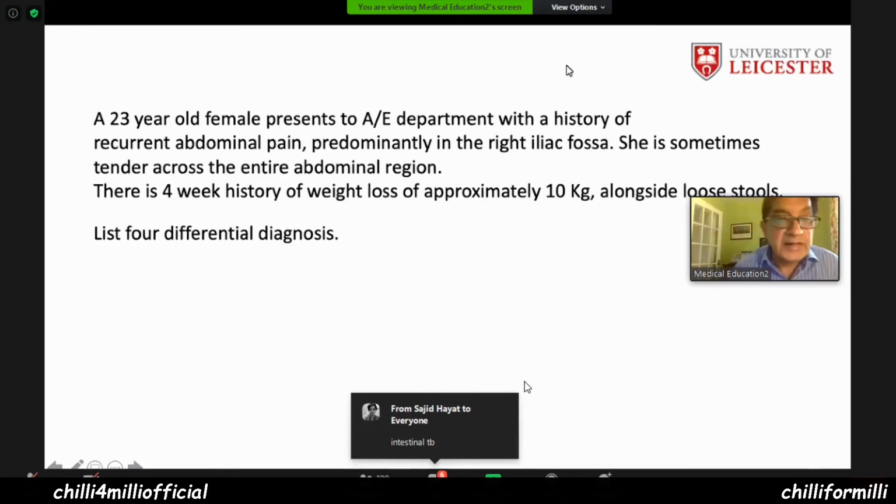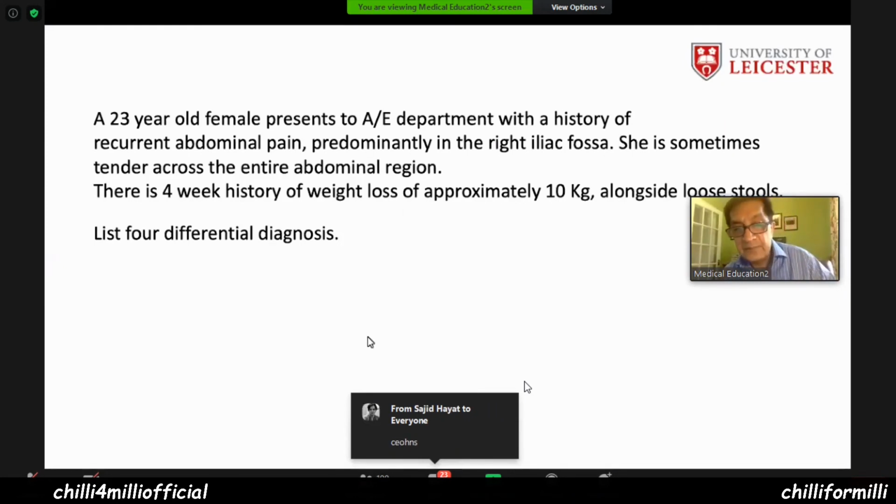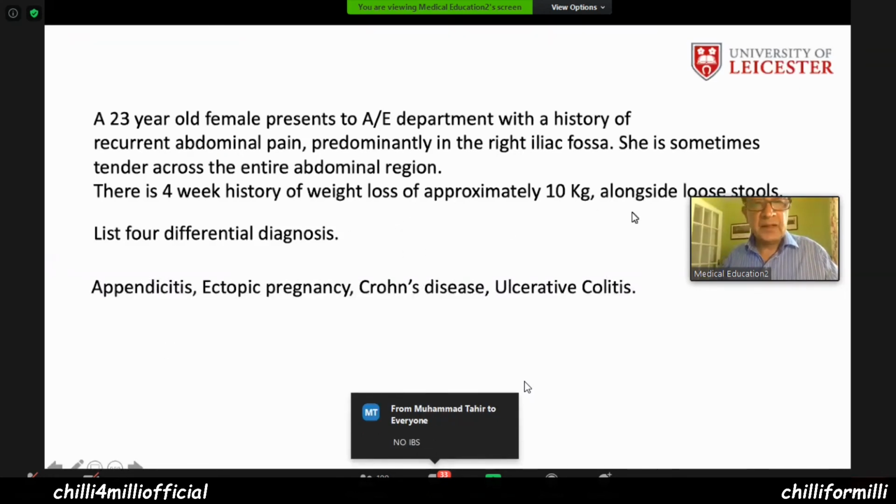She is sometimes tender across the entire abdominal region. You will not be tender in celiac disease. 4 week history of weight loss of approximately 10 kilogram alongside loose stools. Would you like to change your diagnosis now? Someone said IBD. Can you tell me, please, what IBD is? I hope it is not irritable bowel syndrome. Someone said Crohn's. Sajid, thank you. Let's see. These are your 4 differential diagnoses, right?